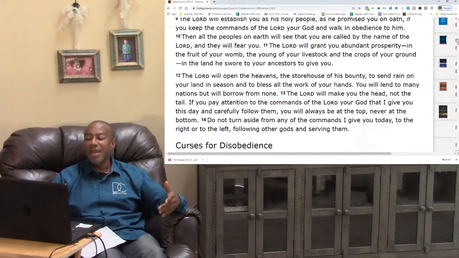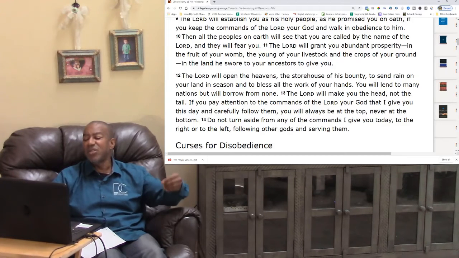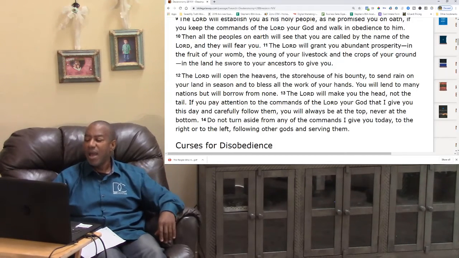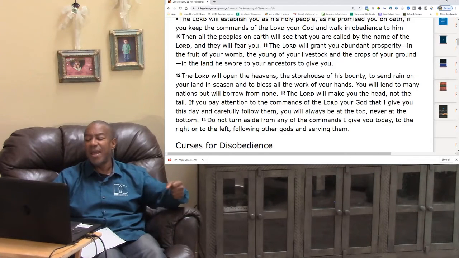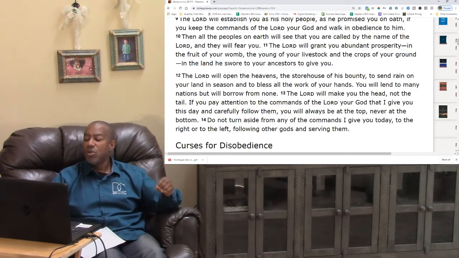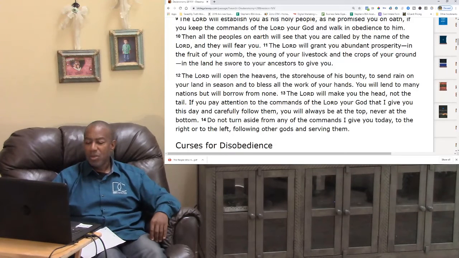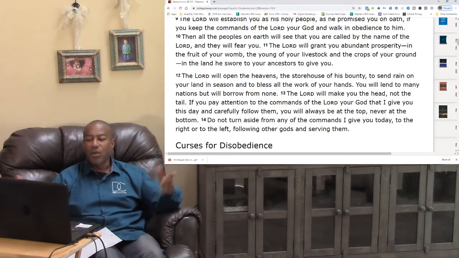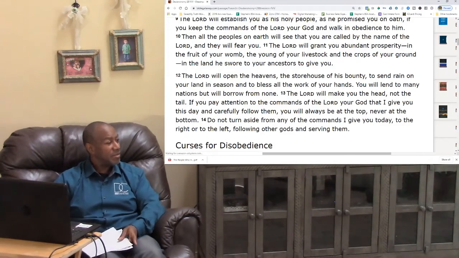You will lend to many nations, but will borrow from none. The Lord will make you the head and not the tail. If you pay attention to the commandments of the Lord your God that I give you this day and carefully follow them, you will be at the top and never at the bottom. Do not turn aside from the commandments I give you today, to the right or to the left, following other gods and serving them.